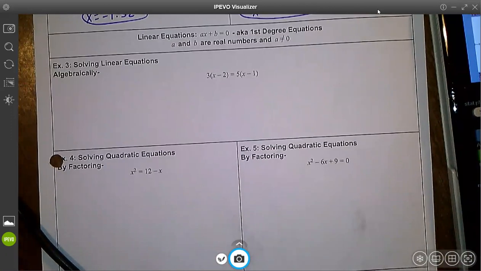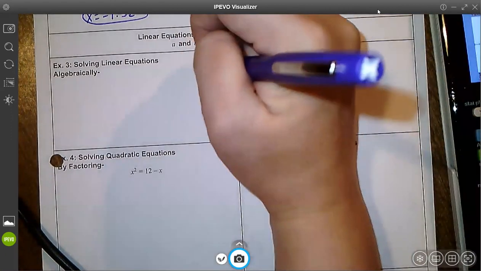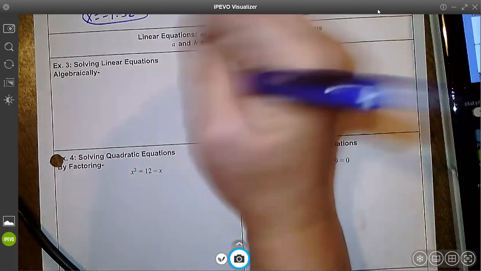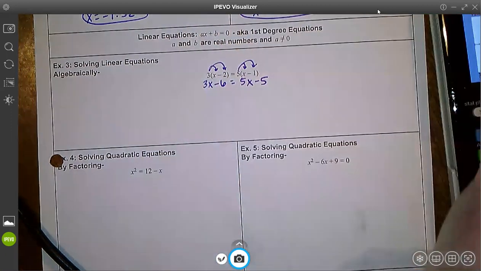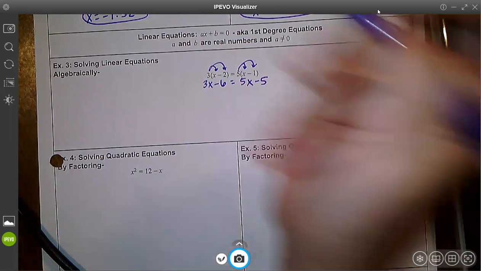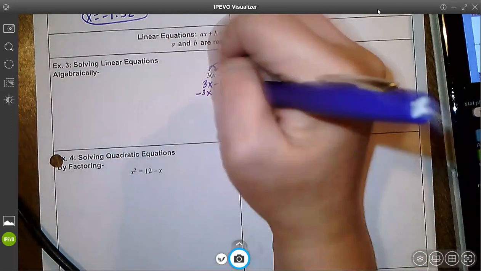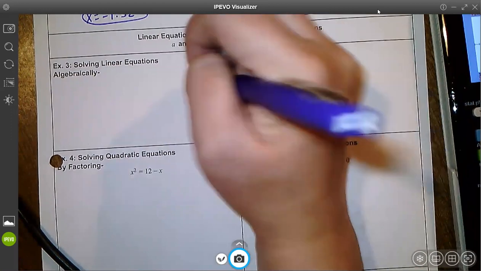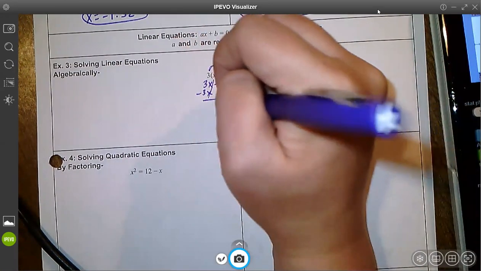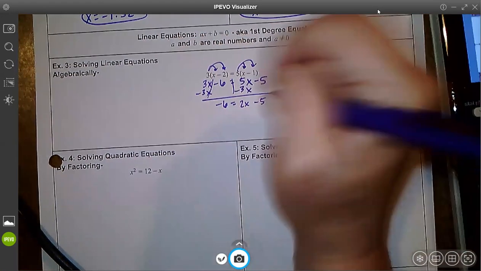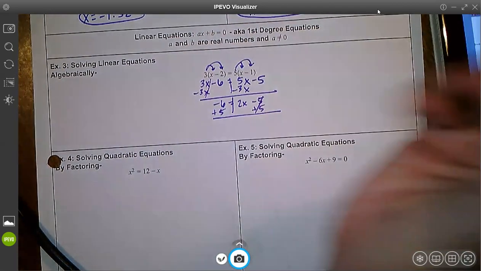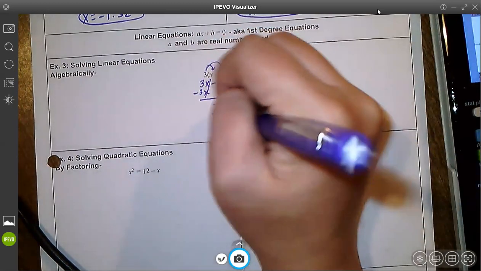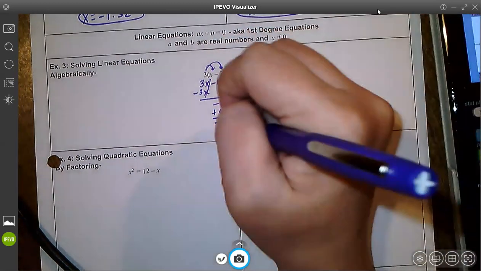Solving equations algebraically, you'll use PEMDAS. So I'm going to distribute here on both sides. Get my x's together. I want to get my variables on one side and my constants on the other. To move something, you have to undo what's happening. And then divide by my coefficient of x.